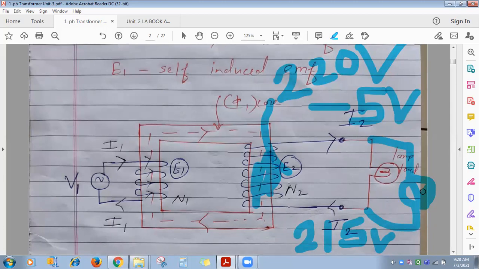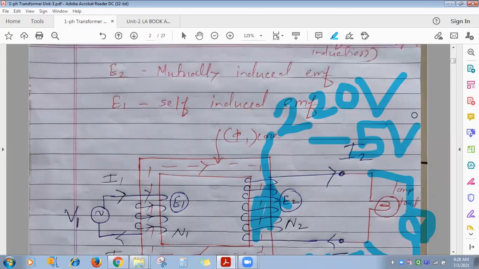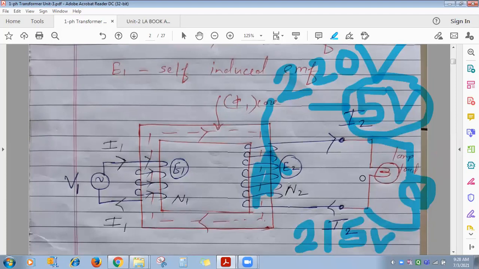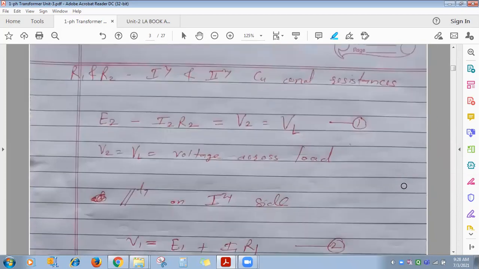For what purpose we are using the transformer? To apply some voltage across load, isn't it? And maximum voltage it should apply. This I2 R2 drop should be very less. Then only it will apply maximum voltage across load, isn't it? So for that purpose, how you can minimize the drop? R2 must be less. R2 must be less. If R2 is less, then I2 R2 drop will be less and more voltage will get applied across load, isn't it? So what is the equation on secondary side?